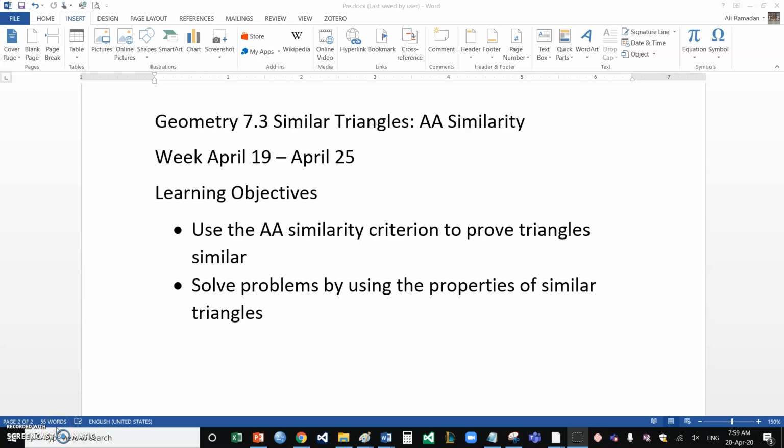Hello everybody, welcome back to Geometry 7.3, Similar Triangles, AA Similarity. Our learning objectives: use the AA Similarity criterion to prove triangles similar and solve problems by using the properties of similar triangles.